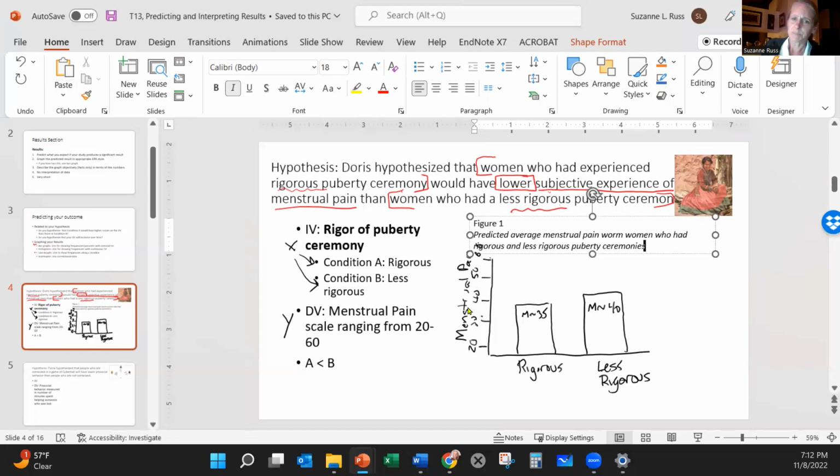And so this isn't beautiful. When you do this yourself, you're going to do it much more neatly than I did on this screen. But this is the idea of exactly what your graph is going to look like. So let's do a second example.